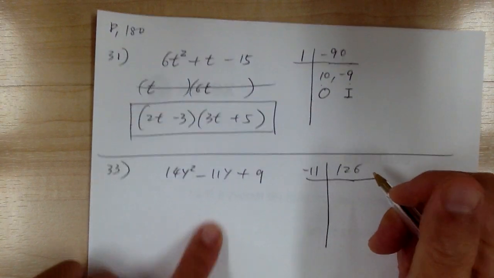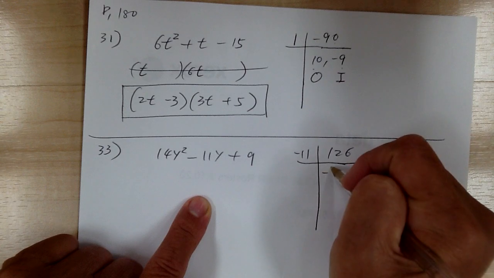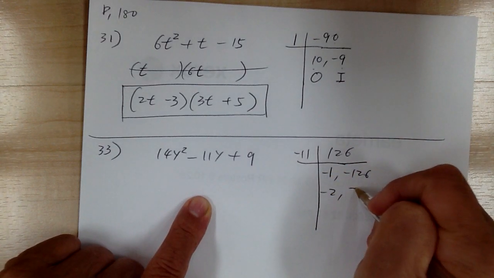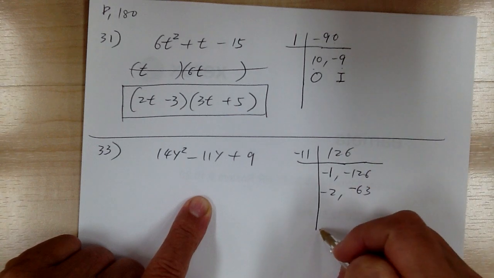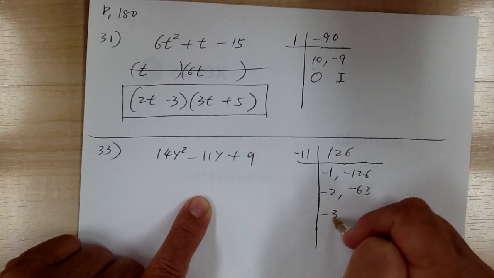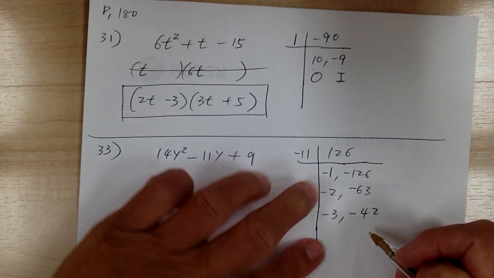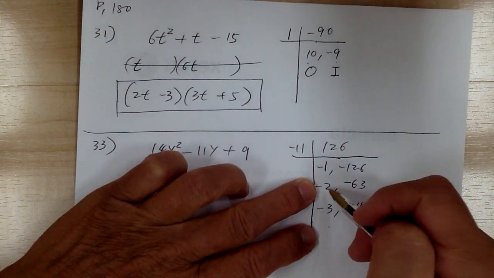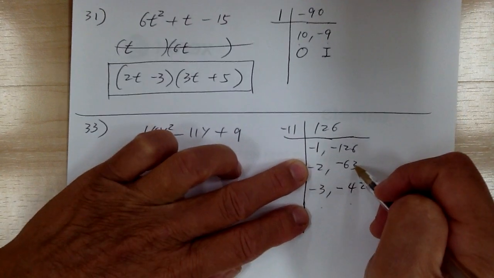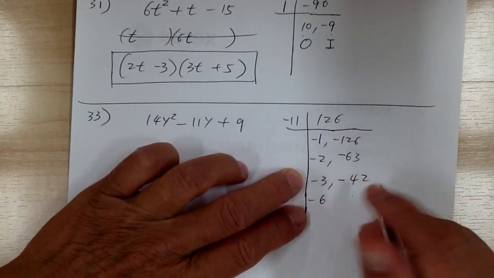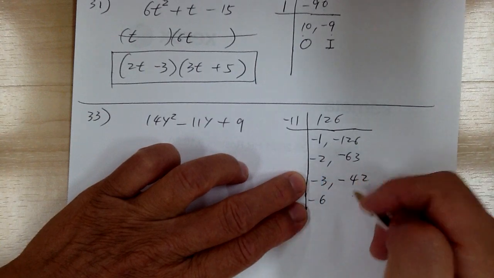Okay, so that's going to try the combinations, right? -1, -126, -2, -63. Okay, -3, so it'd be -42. Now, -4 is not going to work because 4 is twice as that. This would be half of that, so it's not going to work. 5 cannot. So 6, yes.